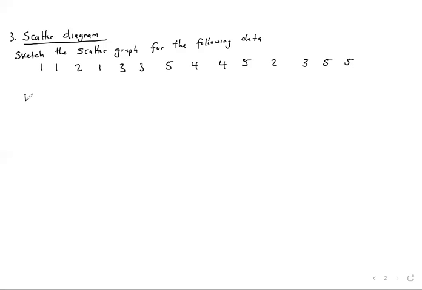You can count how many ones we have. We have 1, 2, 3. We have 3 ones. So I'm having the numbers here, and then the frequency.